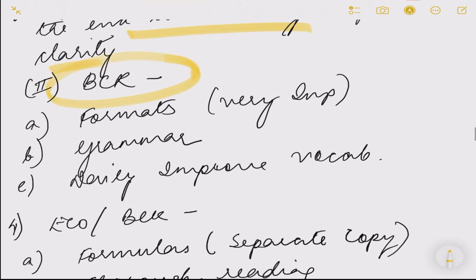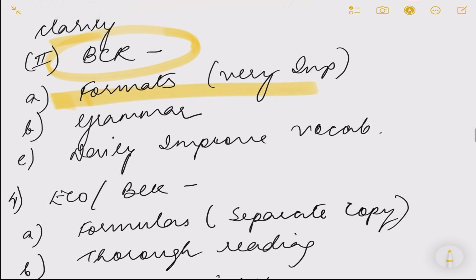Then comes your BCR, which is Business Communication and Reporting. It's all about English and grammar. Formats are very, very important because they actually fetch you good marks, okay.